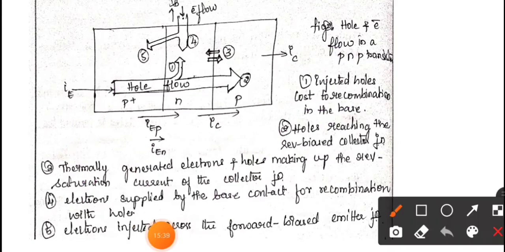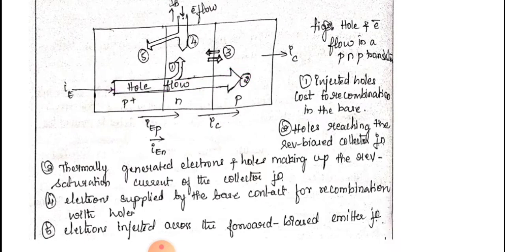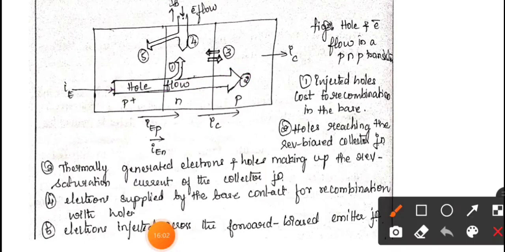So see here, various current components have been marked. First one, the bigger one, hole flow from the emitter reaches the base, right? Then it has to be swept towards the P region. So this is the main component, that is marked with 2. And here some of the holes will combine with the electrons present in the N, and here we have marked component 1.